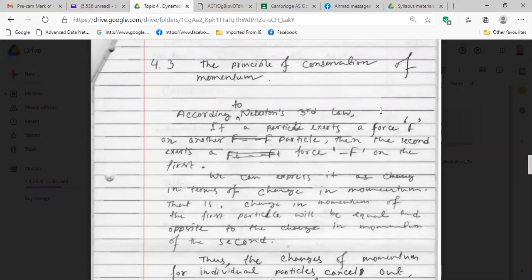According to Newton's third law, if a particle exerts a force on another, then the second exerts a force on the first. We can express it in terms of change in momentum. That is, the change in momentum of the first particle will be equal and opposite to the change in momentum of the second. Thus, the changes of momentum for individual particles cancel out.